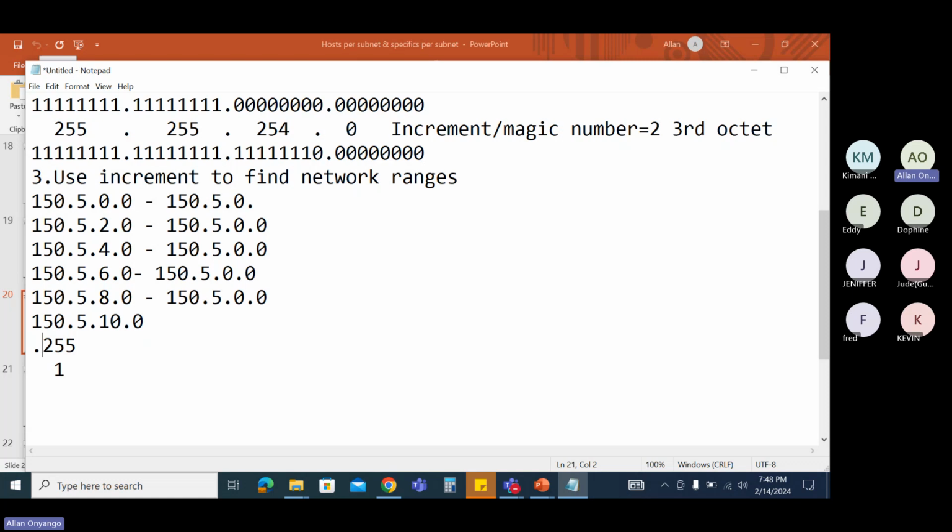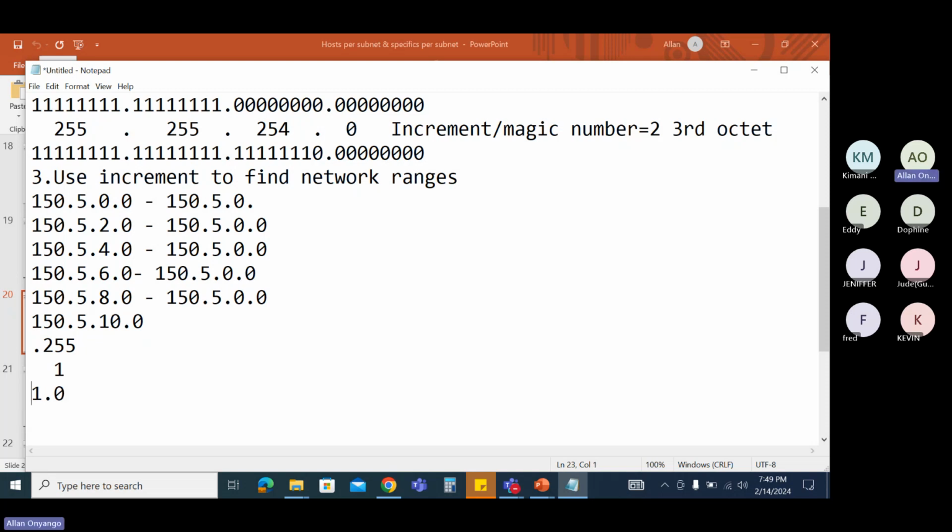We have 0, isn't it? Which means if you add 1 to 255, you are not going to get 256. What do we write there? You're going to get a 0, isn't it? And if you get a 0, we add 1 to the next one, which, if the next one was 0, becomes now our 1.